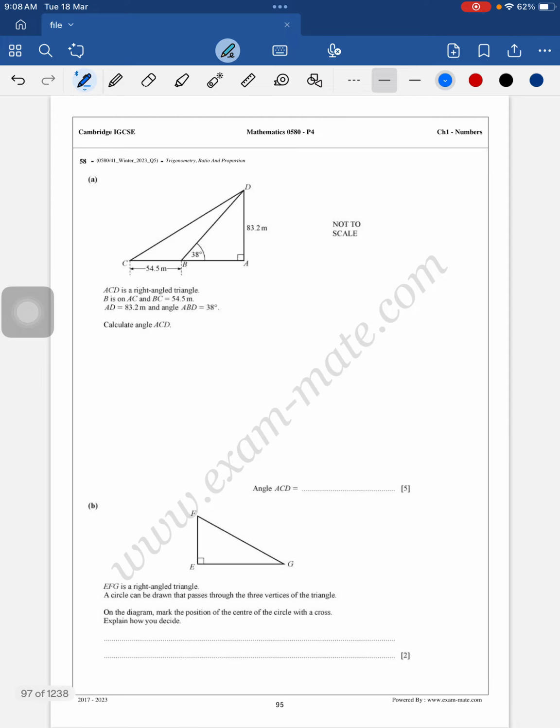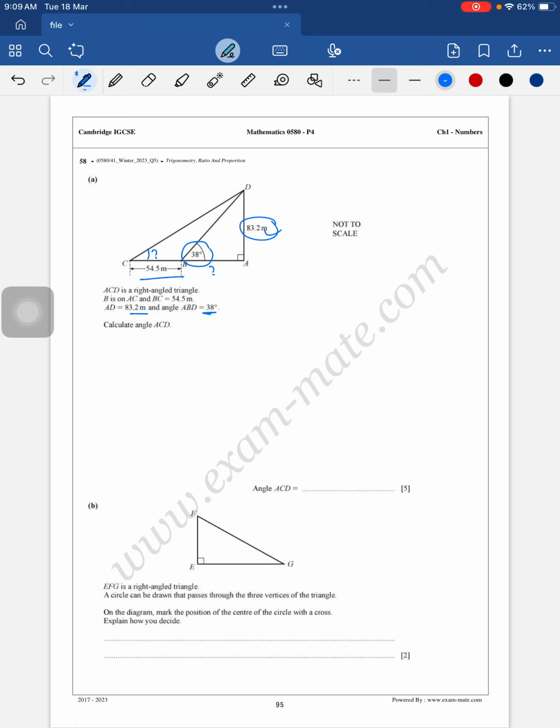Clear? Question number 58. ACD is a right angle triangle. B is on AC and BC is equal to 54.5 meters, right? And the angle ABD is 38 degrees. AD is 83.2. Calculate angle ACD. Now to calculate angle ACD, I need to know two sides of this triangle ACD. 83.2 is known to me, and the other part is empty.